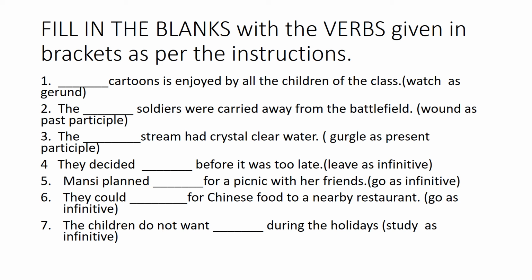Second one, past participle of the verb wound, that is wounded. The wounded soldiers were carried away from the battlefield. Third example, present participle of the verb gurgle, that is gurgling. The gurgling stream had crystal clear water. Fourth example, infinitive of the verb leave, that is to leave. They decided to leave before it was too late.